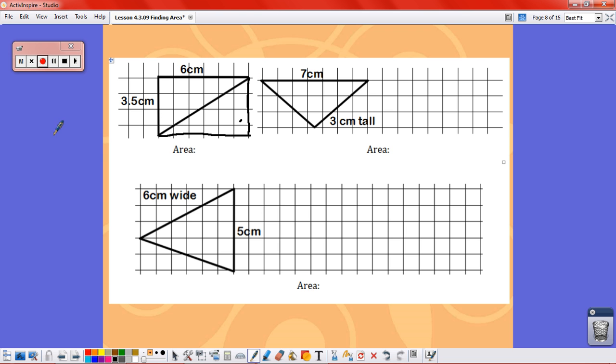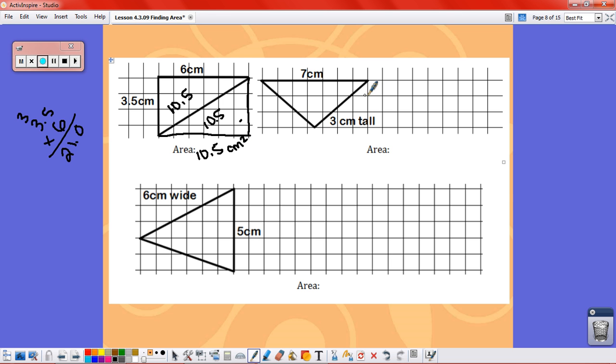So 6 times 3.5. 6 times 5 is 30. 6 times 3 is 18, and 3 is 21. So 21 for the whole thing, and half of 21 is 10.5. I know that because half of 20 would be 10, and half of 1 is 0.5, so put them together, 10.5 plus 10.5 is 21. So that's 10.5 centimeters squared.